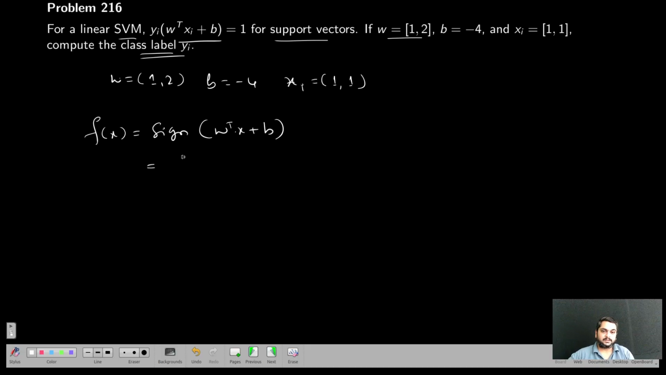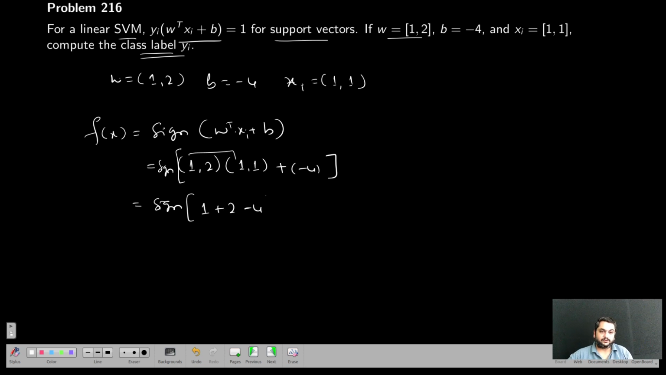So this is 1 comma 2 dot product X, which is 1 comma 1 for Xi, plus B. B is given as minus 4. So you take the dot product, sign of 1 plus 2 minus 4. So this is equal to minus 1. So the sign is minus, so it belongs to class minus 1.